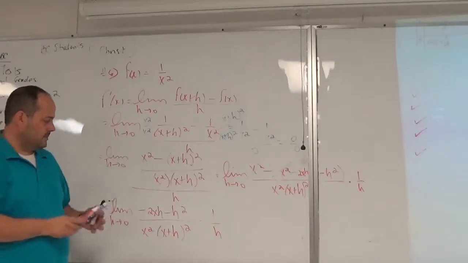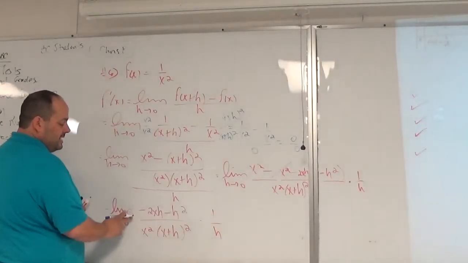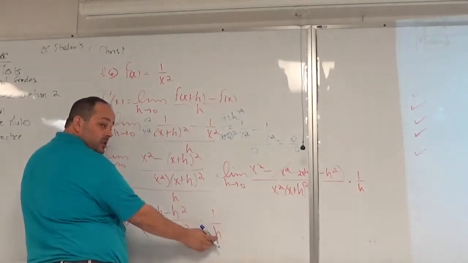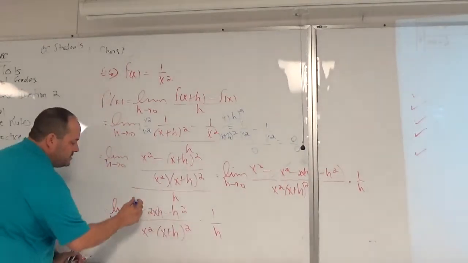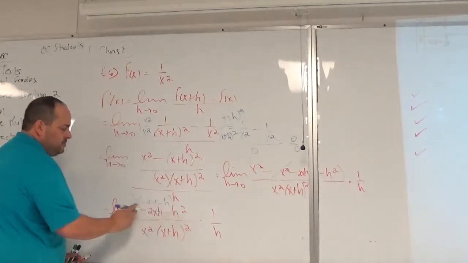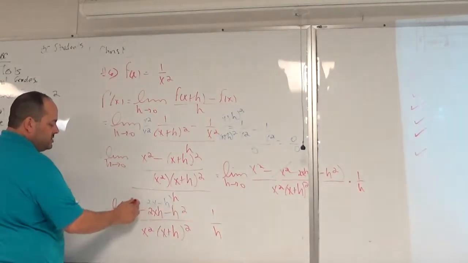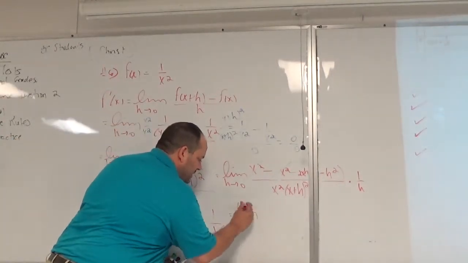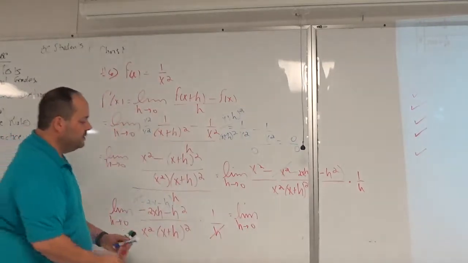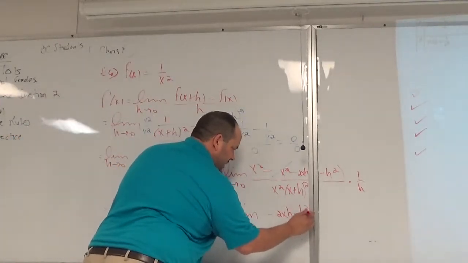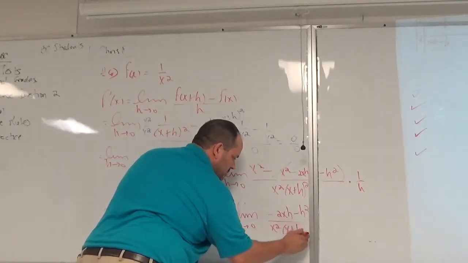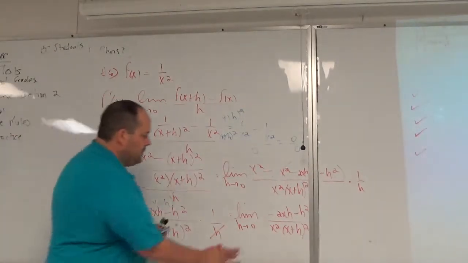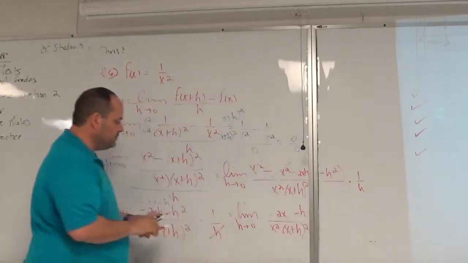Still a whole lot of mess. What I see though in the numerator is a negative 2xh minus h squared. There's an h and there's an h. And hey, good news, there's an h down here. I'm going to factor out an h, which leaves me negative 2x minus h. The h up here and the h down there cancel. So now I take the limit as h approaches 0 of negative 2x minus h over x squared times x plus h squared. My bad, negative 2x and negative h.